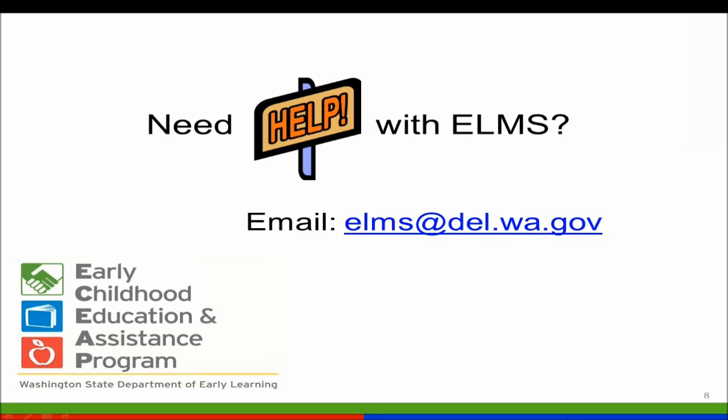If you need help with ELMS at any time, the way to get it is to email us at elms@del.wa.gov. That's the fastest way to get help. We're often responding immediately, but always within a business day. Please use the email rather than the phone or any other method to reach us, because 3 or 4 of us are looking at this email box all the time.